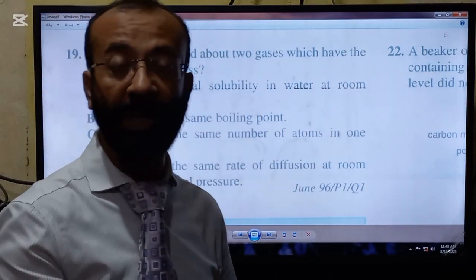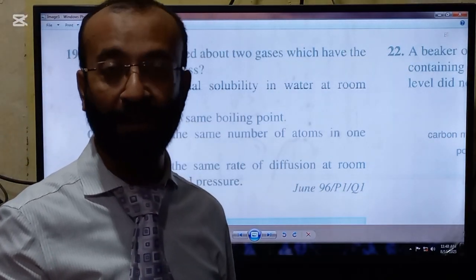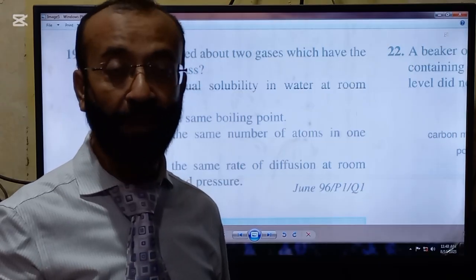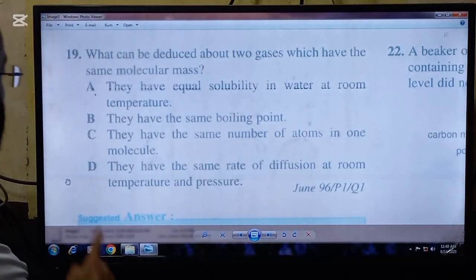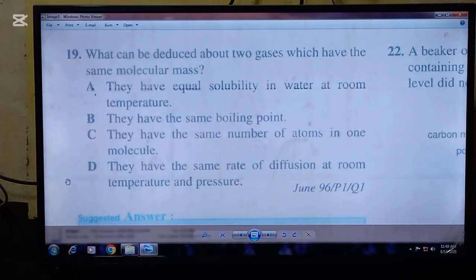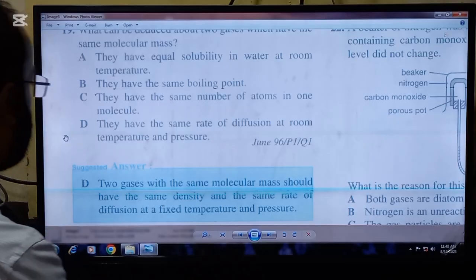The key point for this kind of question is, if two substances have the same relative molecular mass, their density will be the same and they will have the same rate of diffusion. So D will be the answer. So D is the answer, and here is the explanation.